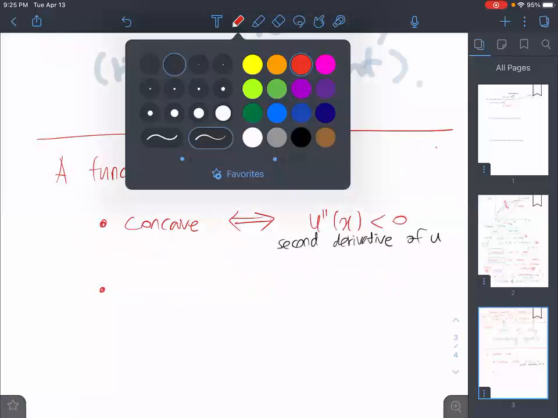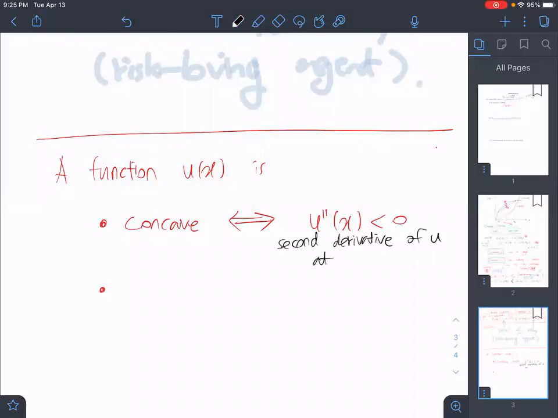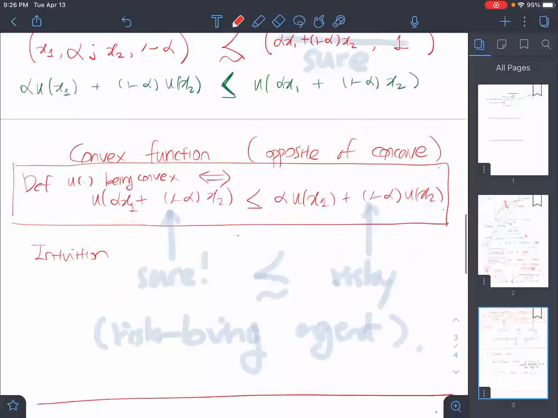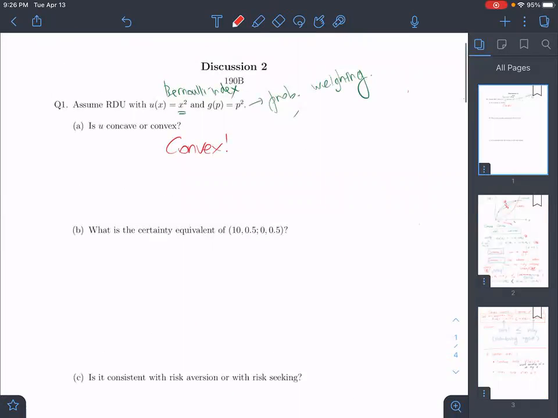At any x, let me be precise. u is convex if and only if u double prime x is larger than or equal to 0. Let me make it a weak inequality. So if the second derivative is a positive value, then it is a convex function. So there's another way of looking at concavity and convexity. This function is a very nice function, a twice differentiable function.